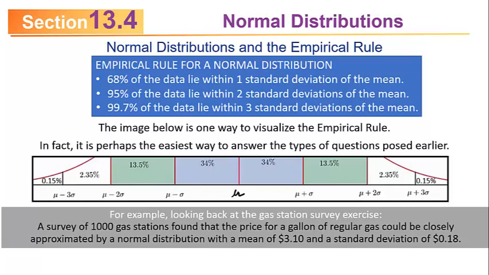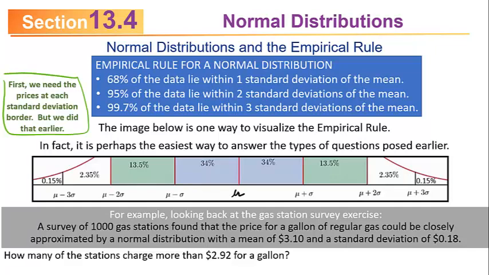Let's look back again at this gas station survey exercise. A survey of 1,000 gas stations found that the price for a gallon of gas could be closely approximated by a normal distribution with a mean of $3.10 and with a standard deviation of 18 cents. We've been working on that one for a while. I want to add one more thing. How many of the stations charge more than $2.92 for a gallon?